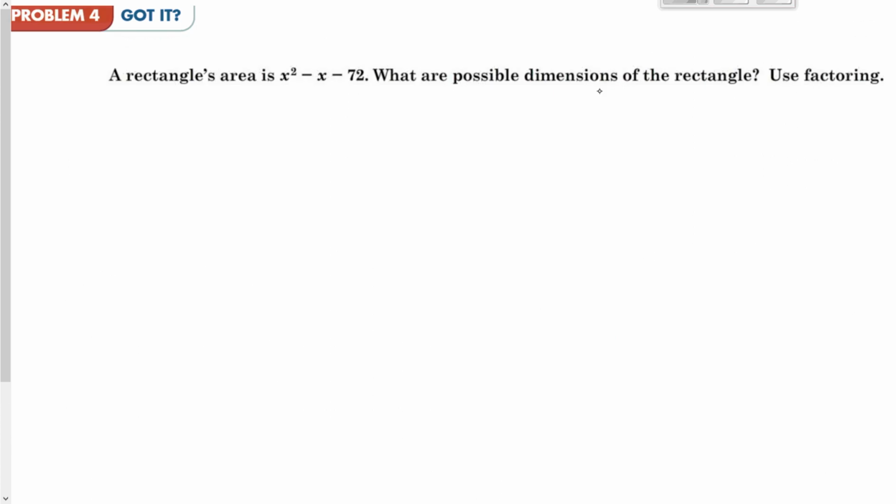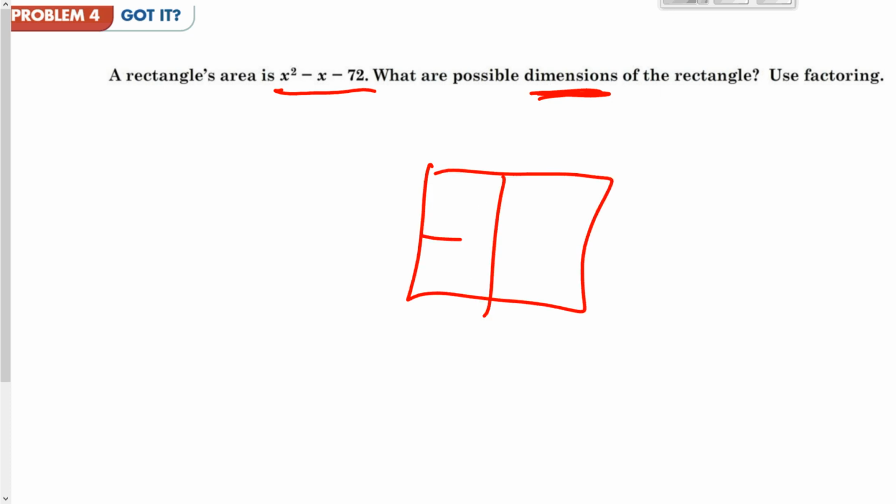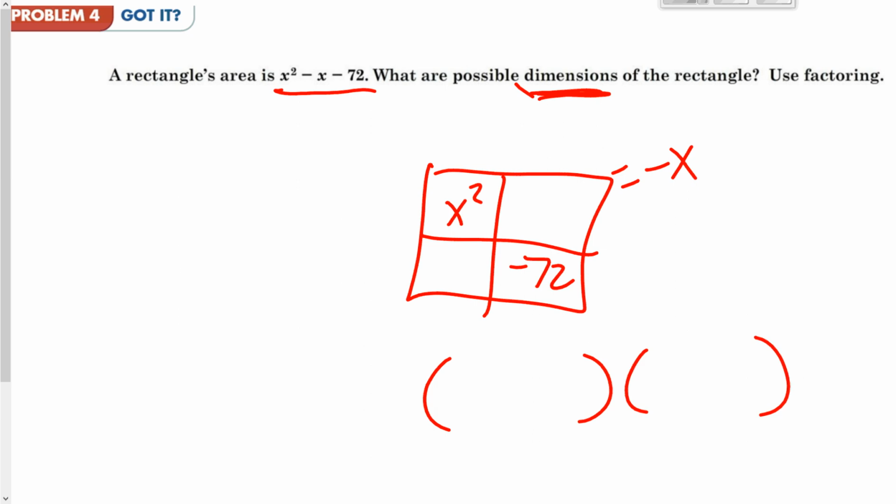Okay, again, you're asked to find the dimensions here. You can pause the video if you want to, and basically you're going to factor this, right? There's our area, x squared minus 72, and then these two add up to negative x. And we're finding the dimensions. Well, the dimensions are just asking for the factors, right? What are the two binomials? That's what it's asking for. So you can go ahead and pause the video and try it.